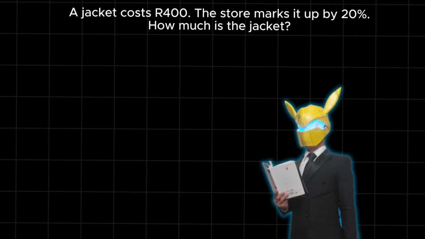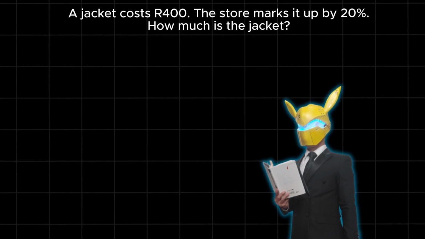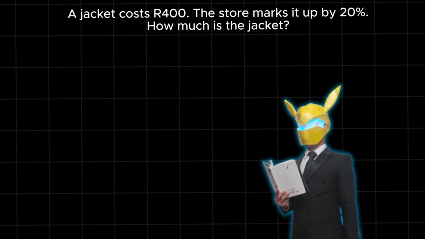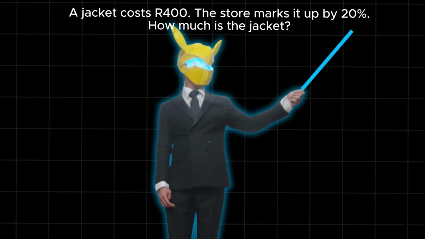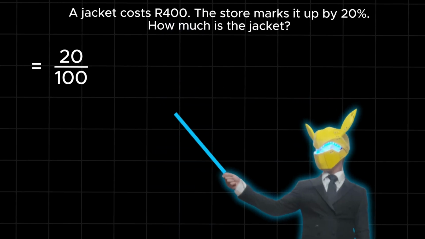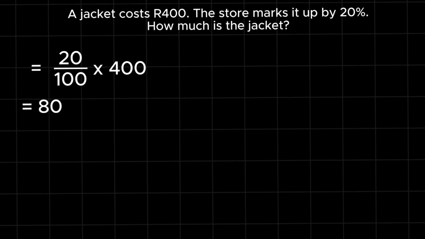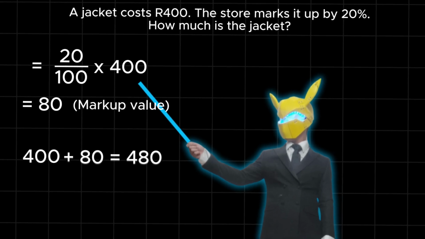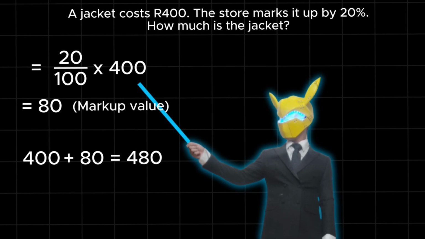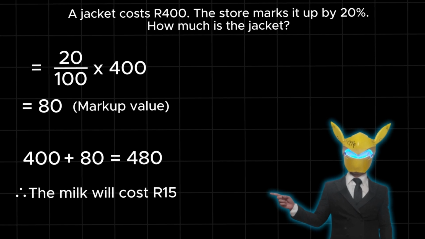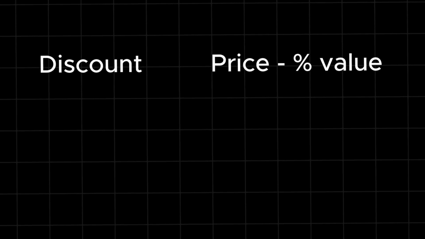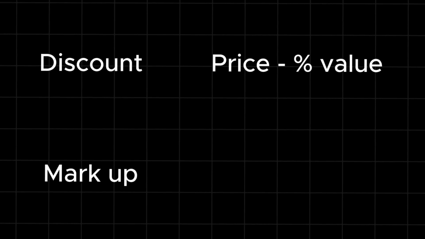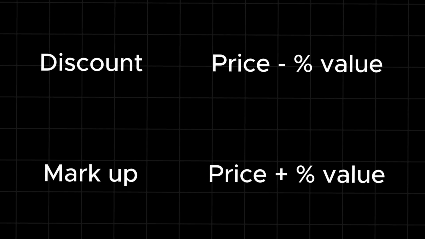A jacket costs 400 Rand. The store marks it up by 20%. How much is the jacket? Let's write the percentage in fraction form. 20 over 100 times 400 equals 80. This 80 is our markup price. Now we add 400 plus 80 equals 480. Therefore, the jacket costs 480 Rand. An easy way to remember this is with a discount, we minus the percentage value from the price. For markup, we add the percentage value to the number.